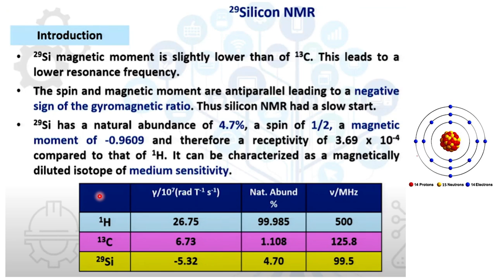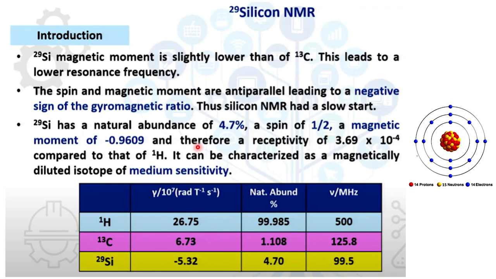The next is silicon NMR. The 29Si magnetic moment is slightly lower than 13C. This leads to a lower resonance frequency. The spin and magnetic moment are antiparallel, leading to a negative sign of the gyromagnetic ratio. Thus, silicon NMR had a slow start. That means it actually developed after 13C and proton and 31P. And 29Si has a natural abundance of 4.7%. That is also a disadvantage.